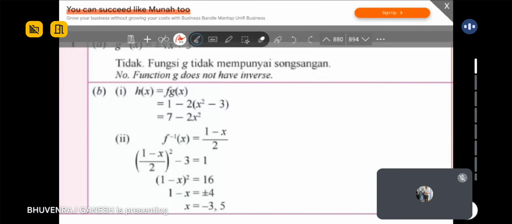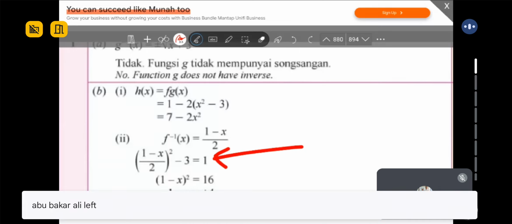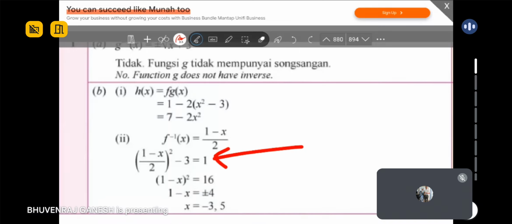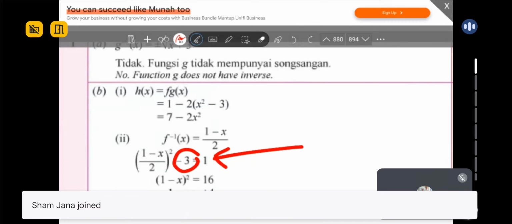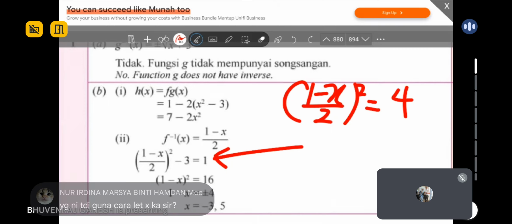Okay, so then kamu selesaikan sahaja untuk cari nilai x. You solve this equation. Okay, so how to solve it? Macam mana nak selesaikan? Okay, first step, kamu pindah yang ni lah. Okay, you shift it to the right hand side. So you will have ((1 minus x) over 2) square equal to 4. Okay, after that, let me see. Okay. So what you can do here is you square both side. Okay, kamu boleh kuasa dua-dua belah persamaan.